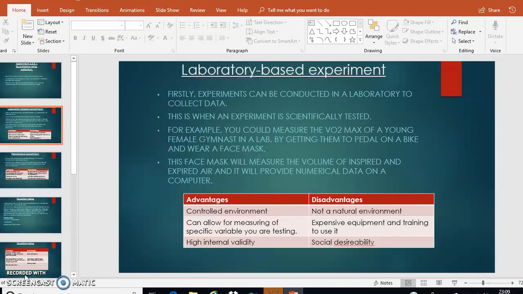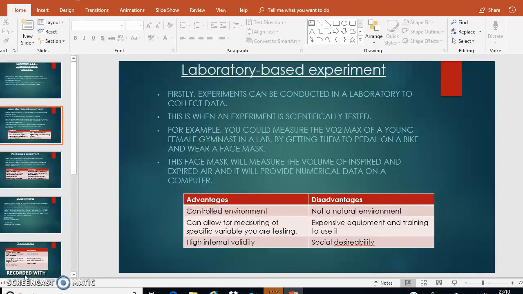Advantages of this are it's a controlled environment. This could reduce any extraneous variables, which are variables which could potentially affect the results, not ones that are supposed to be in the experiment. It can also allow for measuring of the specific variable you're testing. It has high internal validity, so essentially the experiment is accurately testing what it's supposed to test.